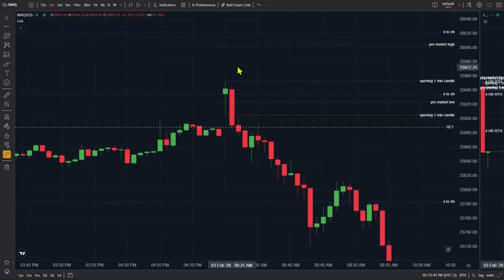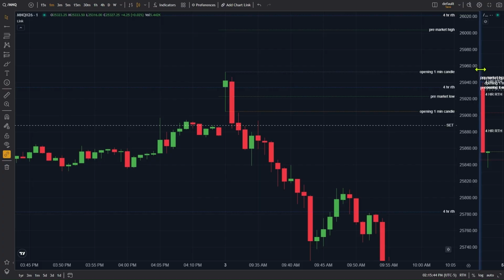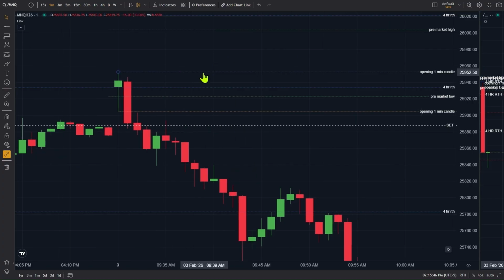So, based on this, the high I've got it marked out in purple, and the low I've got it marked out in orange. This is the pre-market low. We push up, then we come back down. We take out that low.